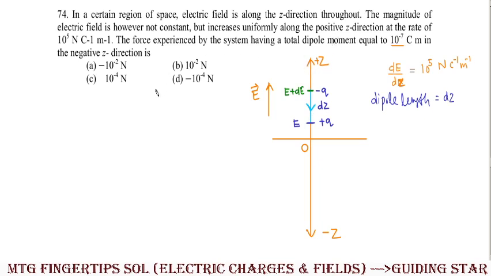Clear, यूनिफॉर्मली यहाँ पे इंक्रीज हो रहा है। So here in this particular case that means change in the value of electric field over a distance of dz, that value is given how much, 10 to the 5. Clear, if that is the case, then what is the force experienced by the dipole?